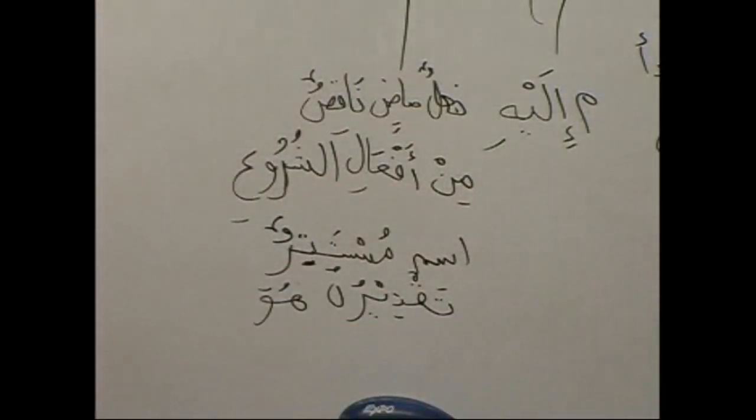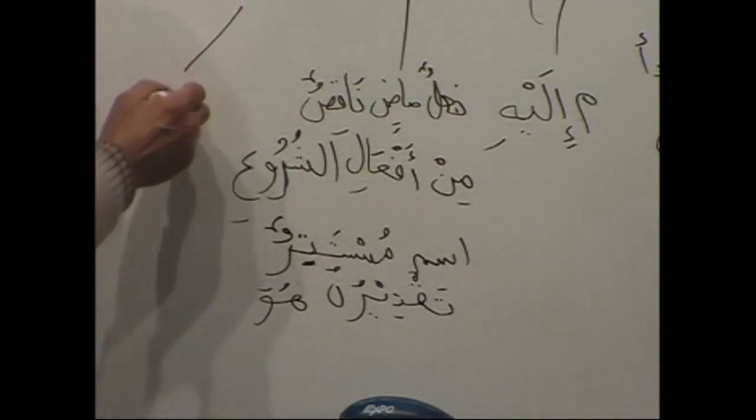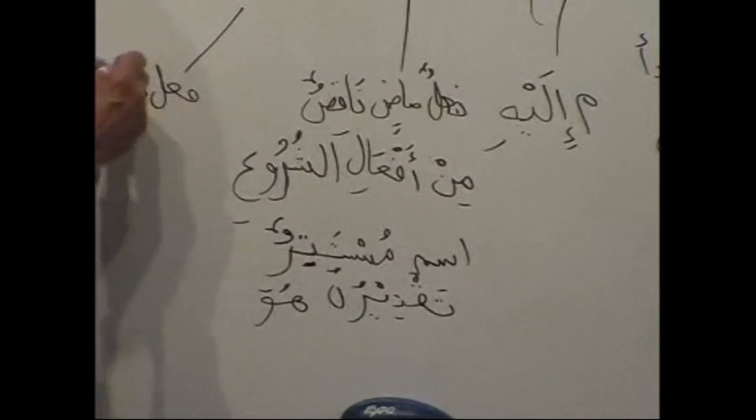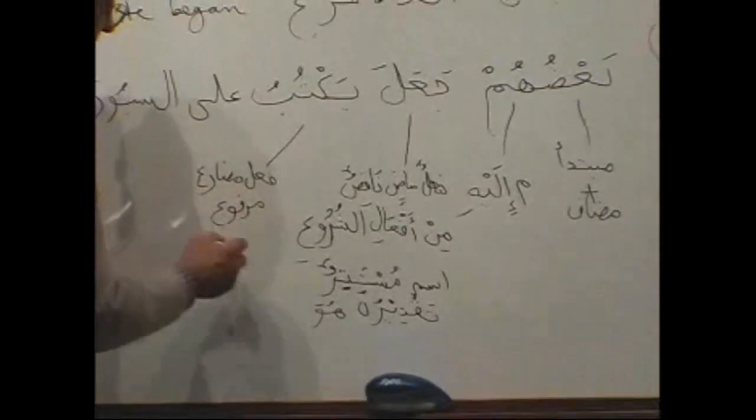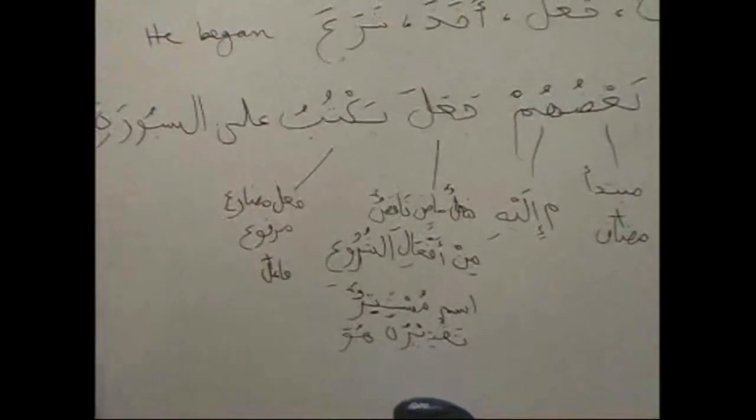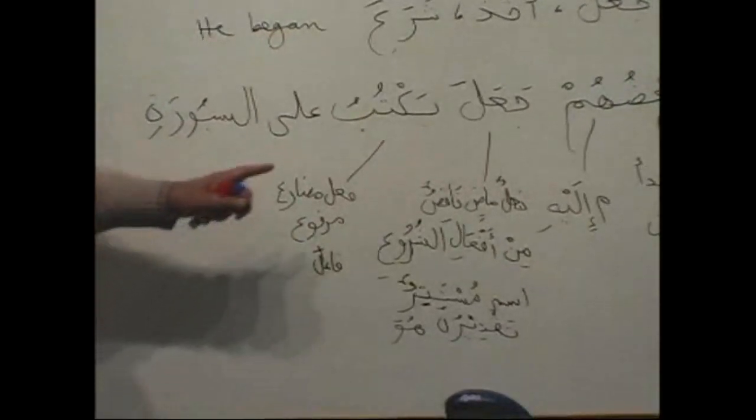Fine. What is yaktubu? Now you know yaktubu. What is the meaning of yaktubu? Fi'lun mudari'un marfu'un bi damma. You got that? And where is the fa'il? Mustatir. Taqdiruhu again huwa. So this is your fi'l mudari' marfu' and fa'il mustatir. Fine, brother. Ala saburati jar majrur. So, what is this yaktubu ala saburati?